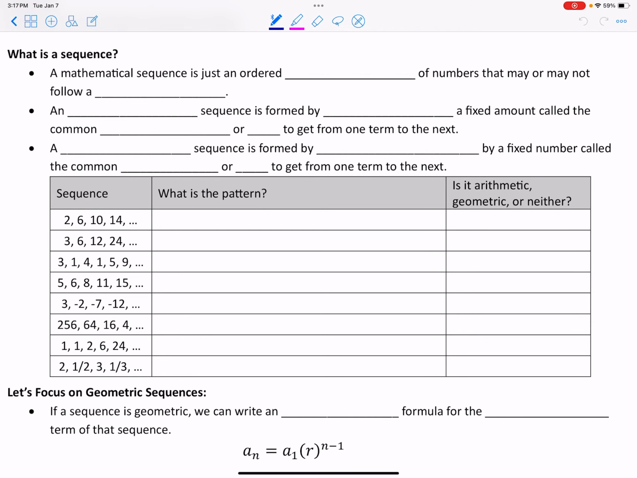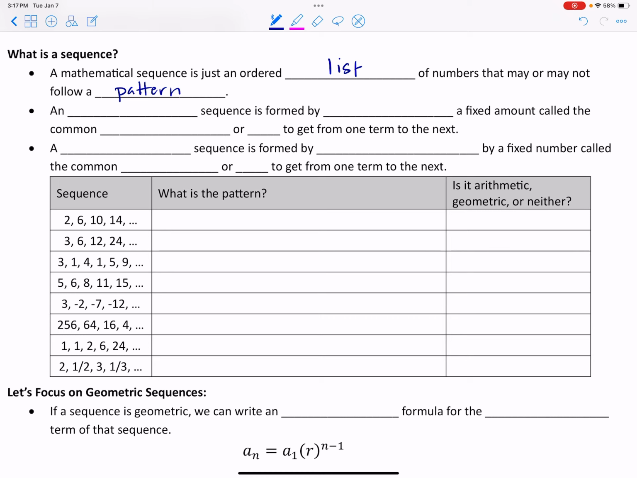A sequence, or a mathematical sequence, is just an ordered list of numbers, and it's possible that that list of numbers follows a pattern, but it may or may not. So our mathematical sequence may or may not follow a pattern. And you've already had an assignment where you got to look at a few sequences and try to find some patterns, whether they were lists of numbers or figures, where within the figures you could make lists of numbers.